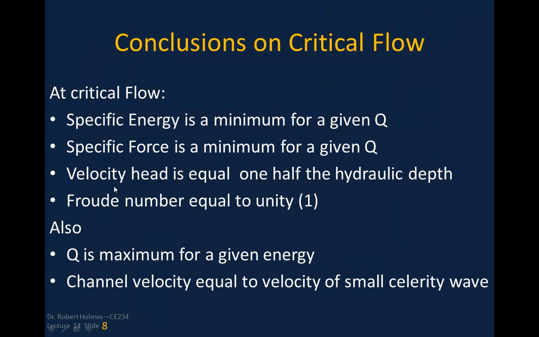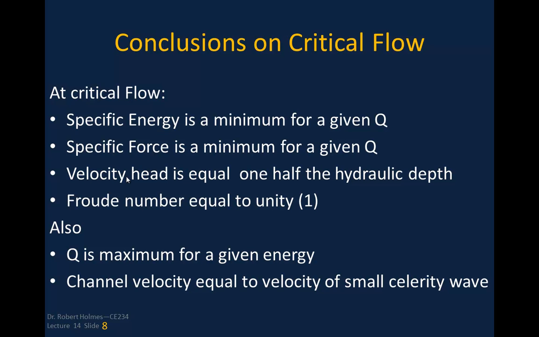Now, getting back to the conclusions, we also know that the velocity head is equal to 1/2 the hydraulic depth. That's that whole business that I'd shown you on the board, where we said the Froude number is equal to the velocity over the square root of g times the hydraulic depth. And then we went through a little derivation, and you can see that if I squared that out, V squared over 2g is equal to D over 2 for the critical condition.